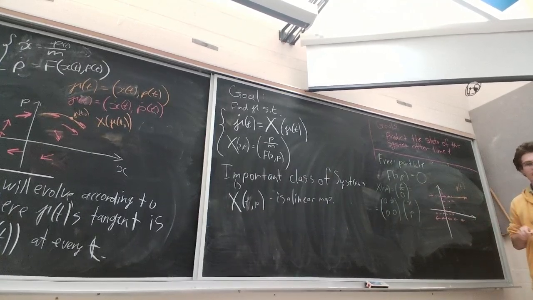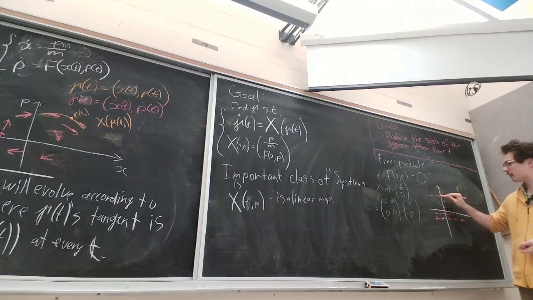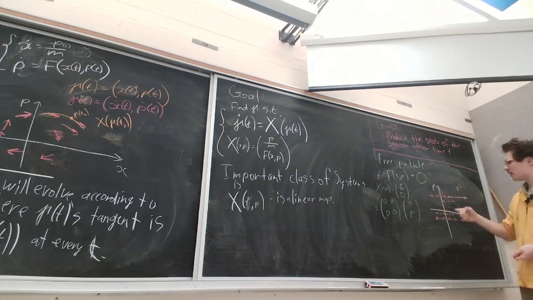Yes. What? In the beginning, when it's up there. Yeah. When it's up there? Yeah. Well, P over M. Here, this coordinate's X, this coordinate is P. Oh, wait, P is positive. So it's this direction. Okay.